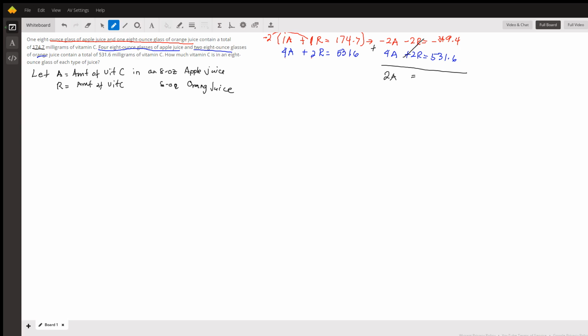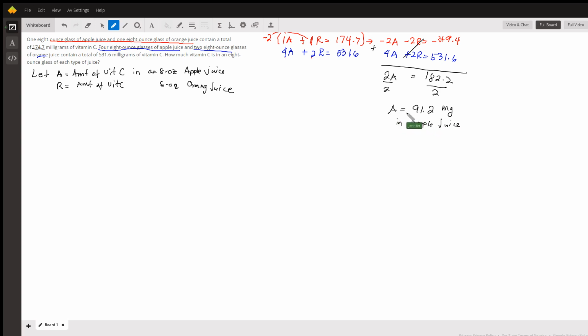-349.4 plus 531.6. I will have 182.2. And I divide this by 2. Your A will be 91.1. So what does that mean? A represents the amount of vitamin C. So what's the unit? Milligrams of vitamin C in the 8 ounce apple juice. Okay, in an 8 ounce glass of apple juice.